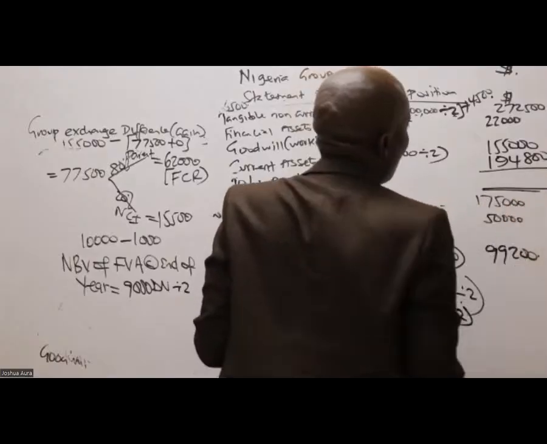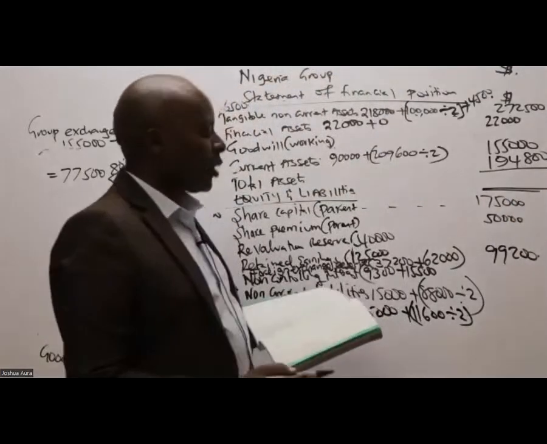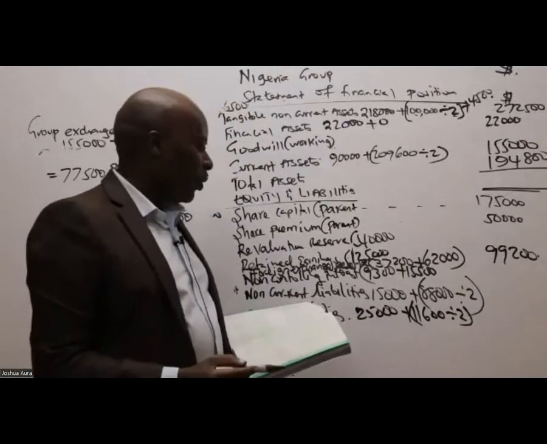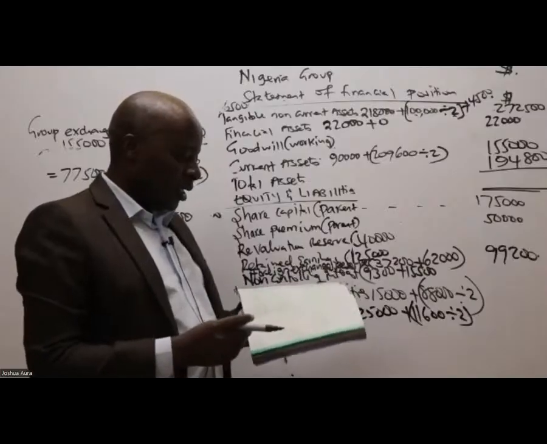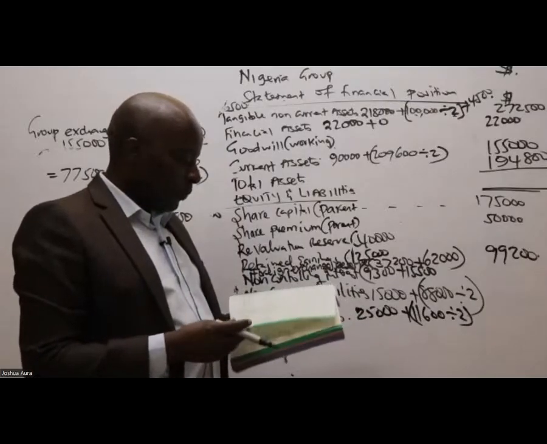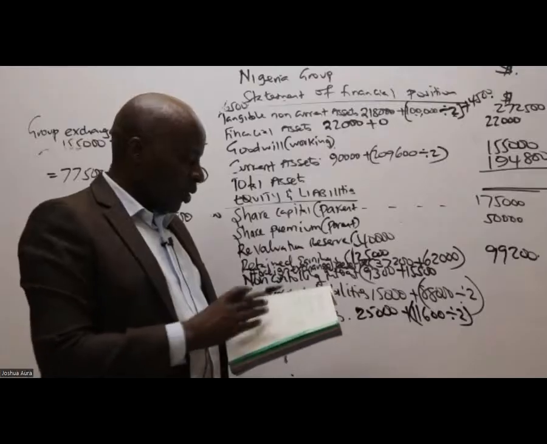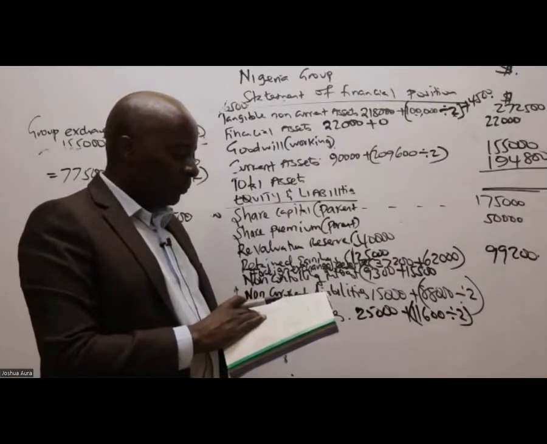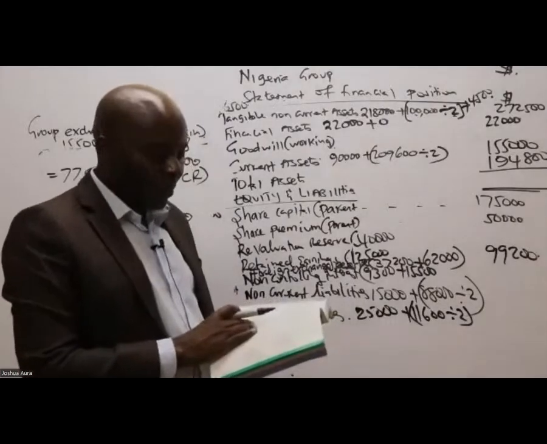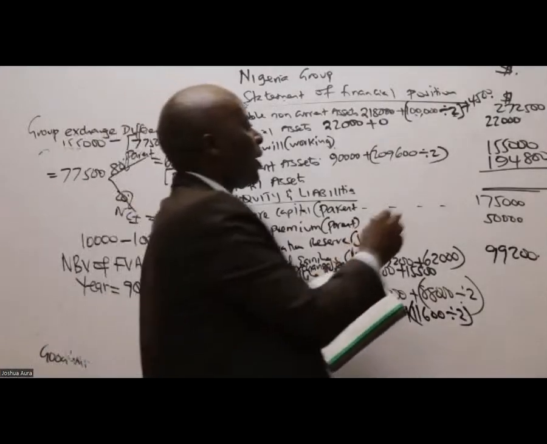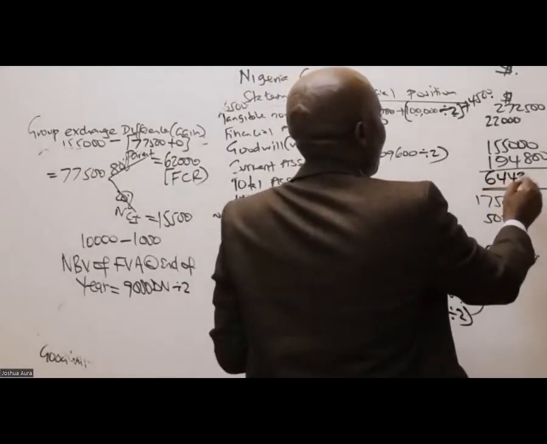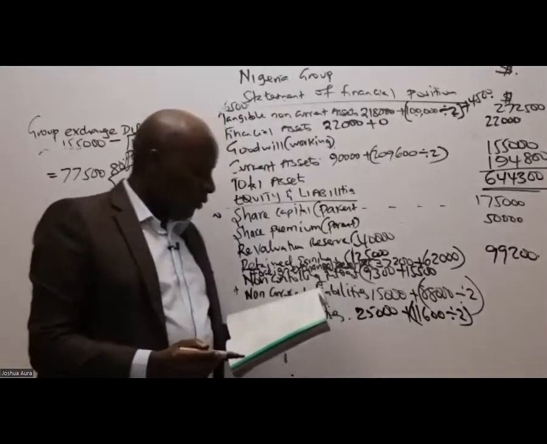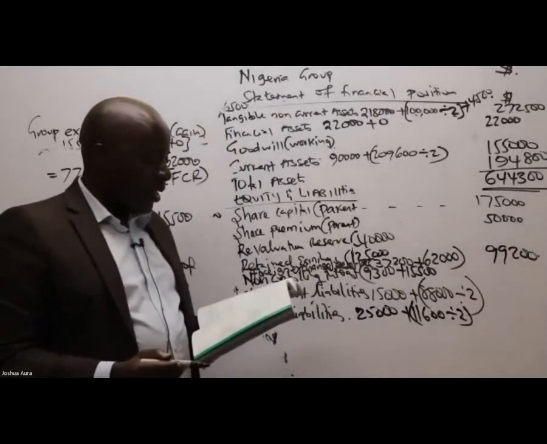Total assets. Add them all and give me the total assets. They say total assets are 644,300. Thank you so much.